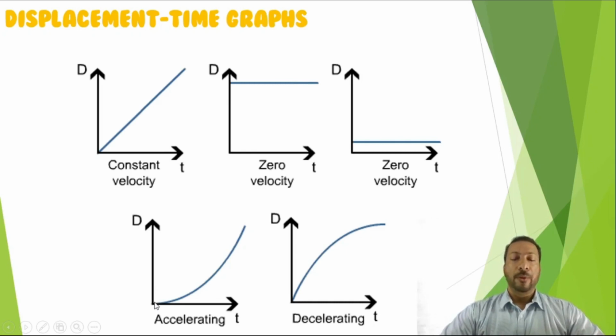If your graph curves upward like that, where it starts off shallow in gradient and then the gradient becomes steeper and steeper, then that means the object or person is not moving with a constant velocity, but they are indeed accelerating. Why is that the case?